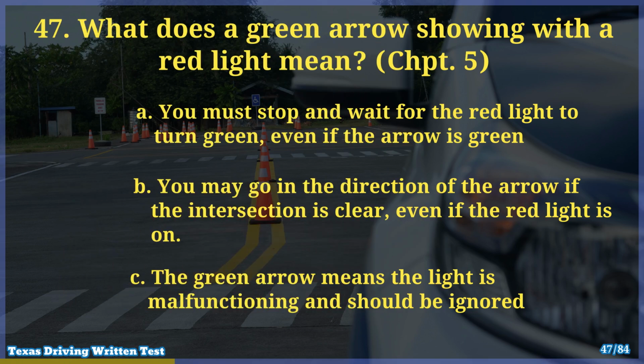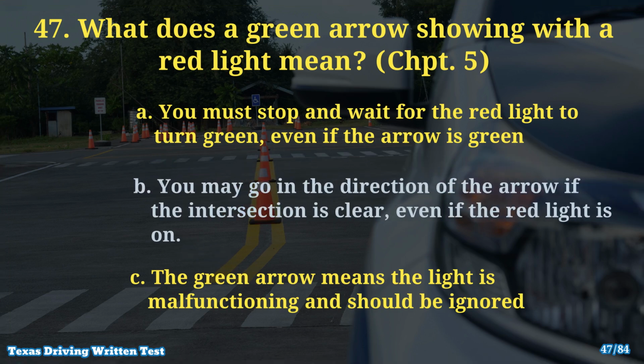47. What does a green arrow showing with a red light mean? A. You must stop and wait for the red light to turn green, even if the arrow is green. B. You may go in the direction of the arrow if the intersection is clear, even if the red light is on. C. The green arrow means the light is malfunctioning and should be ignored. Answer is B. You may go in the direction of the arrow if the intersection is clear, even if the red light is on.